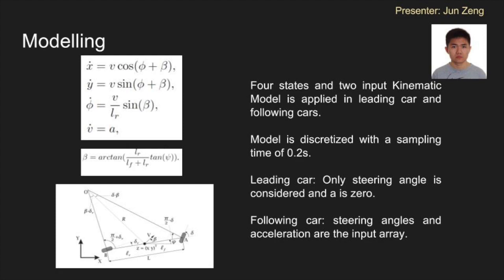During our simulation, the model is discretized with a sampling time of 0.2 seconds. For the MPC part, when we do the MPC for the leading car, only the steering angle is considered because we try to simplify our system and decrease our computational time. And for the following parts, both the steering angle and acceleration will be considered as our inputs.